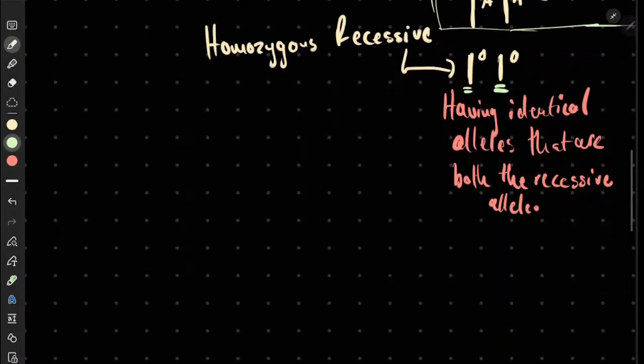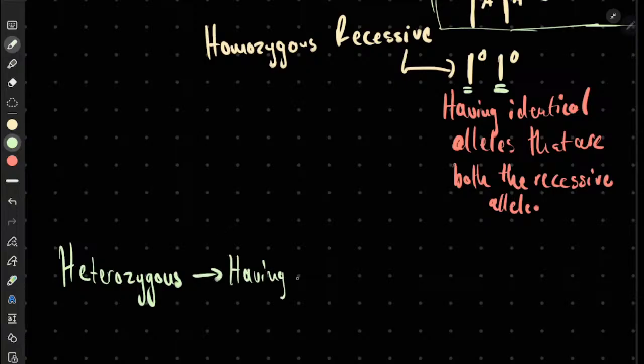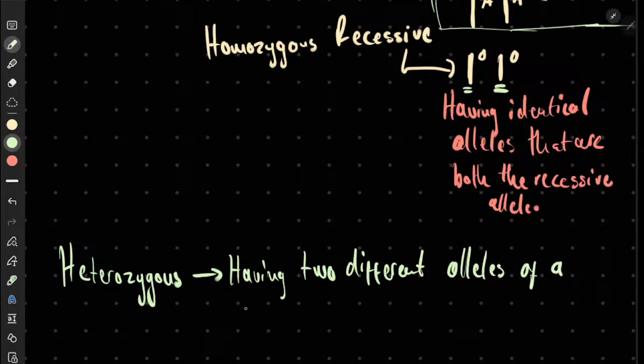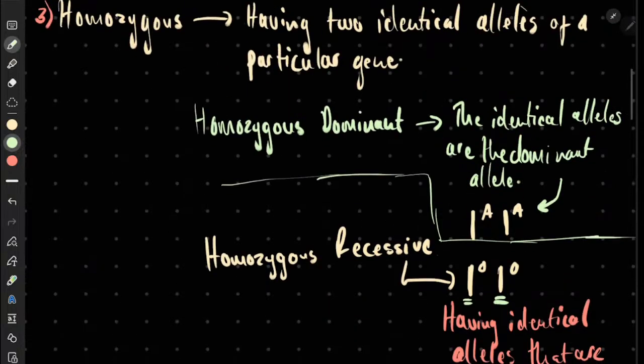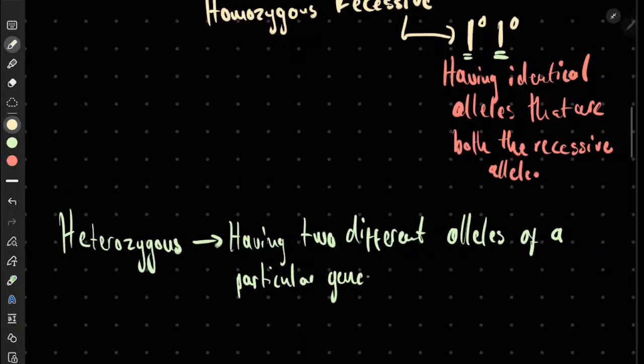We'll see. Then anyway, when we now say we have an organism that is heterozygous, heter means different. So we say heterozygous. What does this mean when you are heterozygous? It means having two different alleles of a particular gene. It just means the two alleles are different. When you're homozygous, the two alleles are identical. Okay? All right.